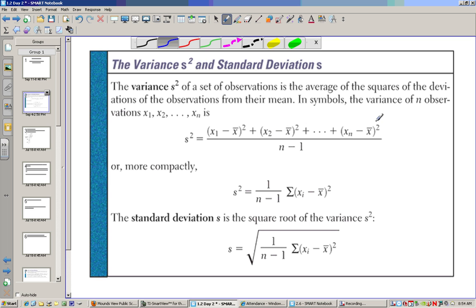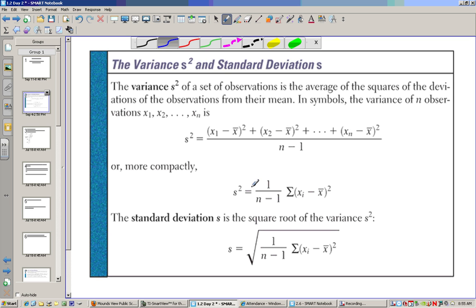This is the long way to write it, where we take each x value and subtract x bar, which is the mean. So each value, subtract the mean, and square that. Now that gives us how far each data point is away from the mean squared. Now we add all of those values together and divide it by one less than the total number of values in your data set. That gives you s squared, or the variance.